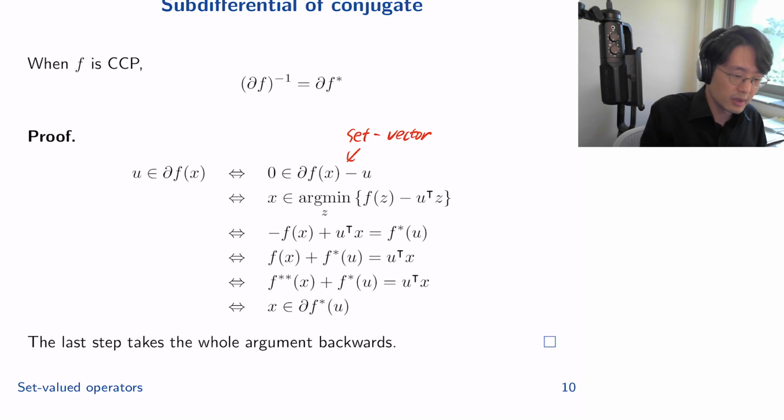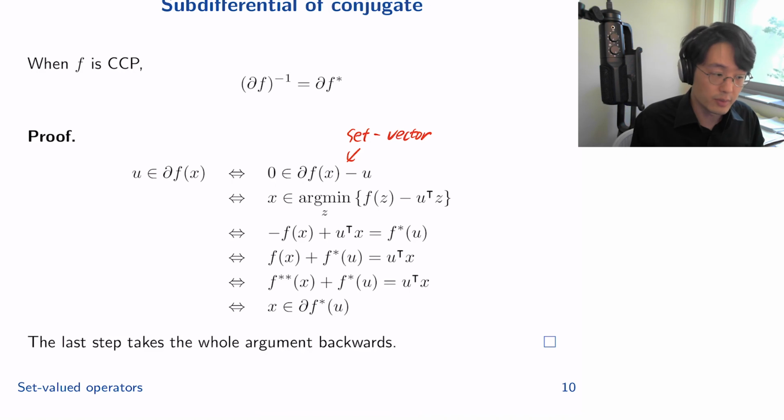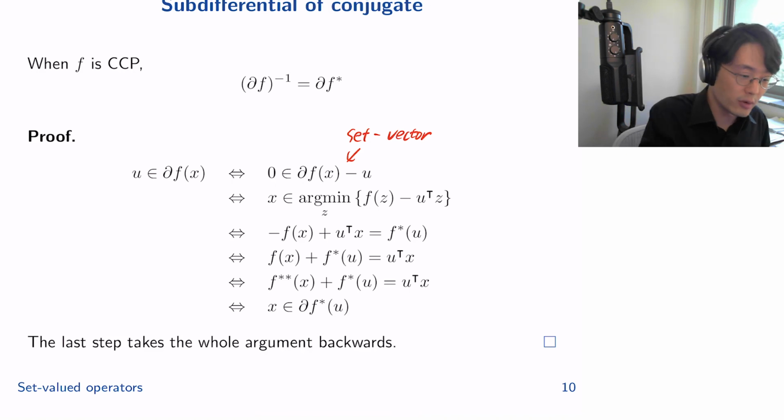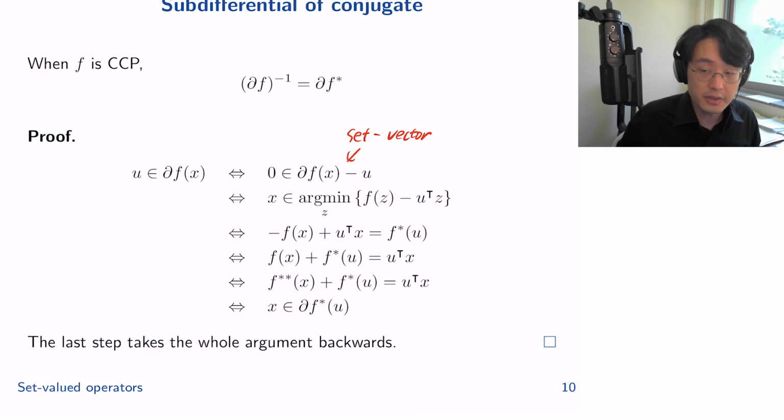Okay, so through this chain of equivalences, we've shown that u is a subgradient of f at x if and only if x is a subgradient of f star at u. Okay, so that concludes the proof, and therefore we conclude that partial f and partial f star are inverse operators as multivalued operators.